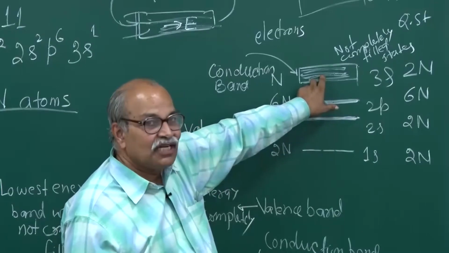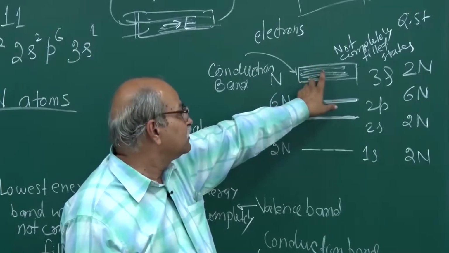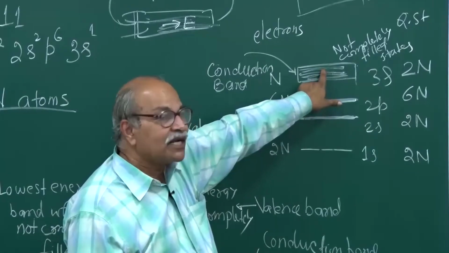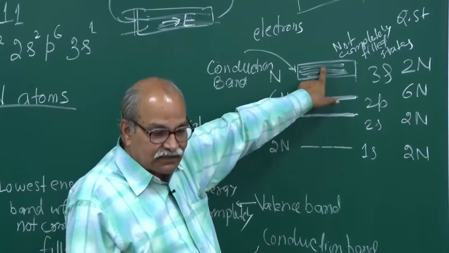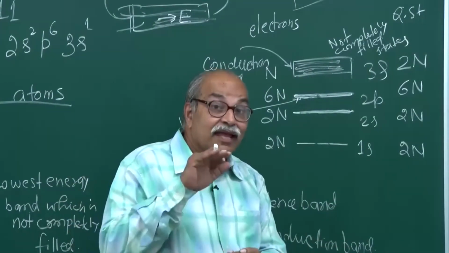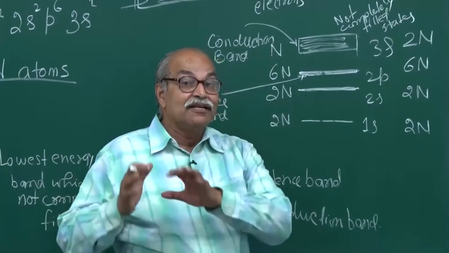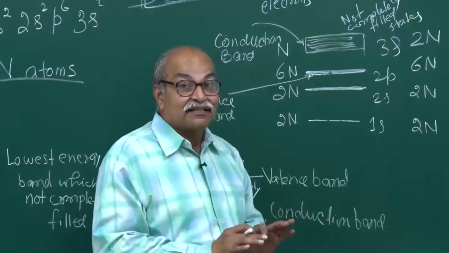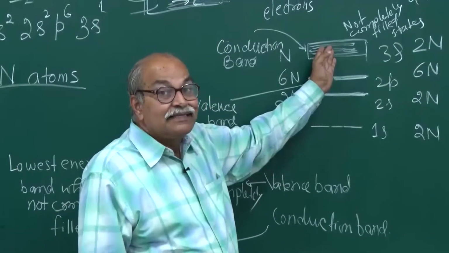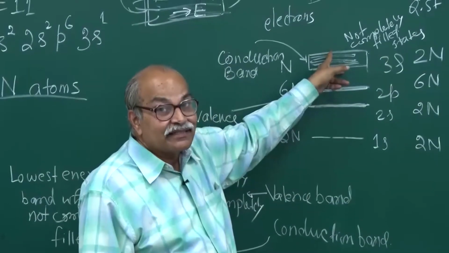But here you have lots of empty quantum states. So if a particular electron takes up that energy and goes to a quantum state with a little more energy, that state is available, and therefore the electron can respond to the electric field, be accelerated by it, and move. That is how these electrons take part in conduction, and therefore this whole band is known as the conduction band.